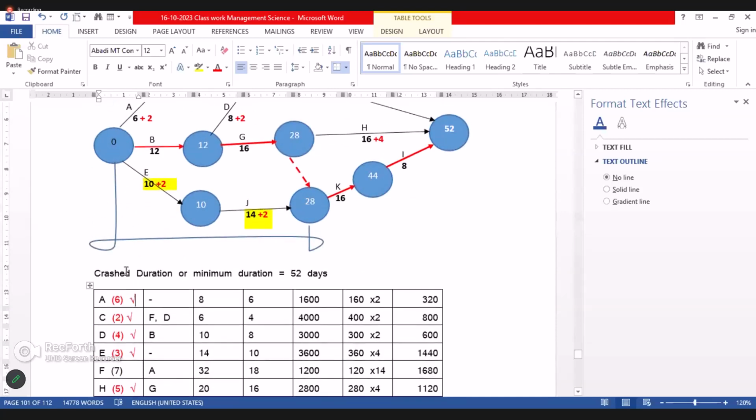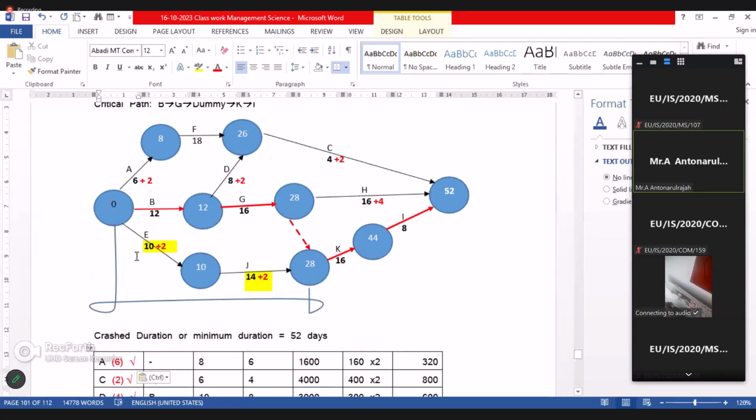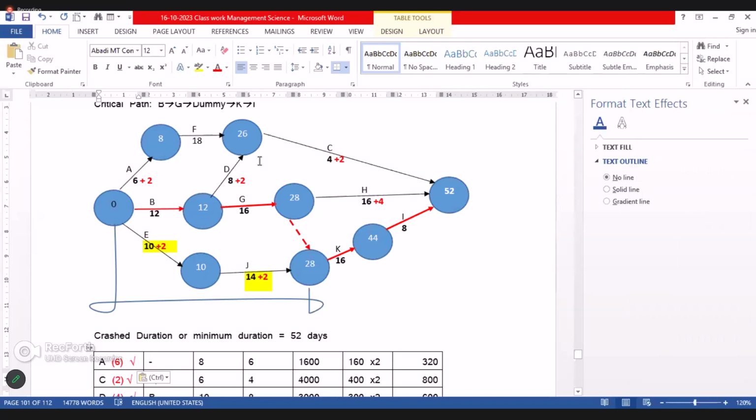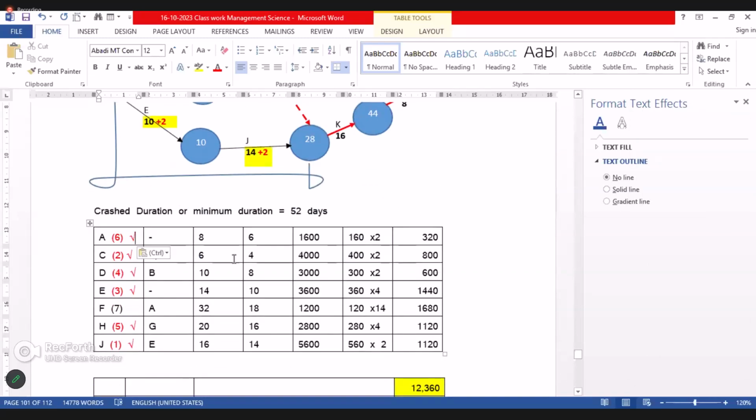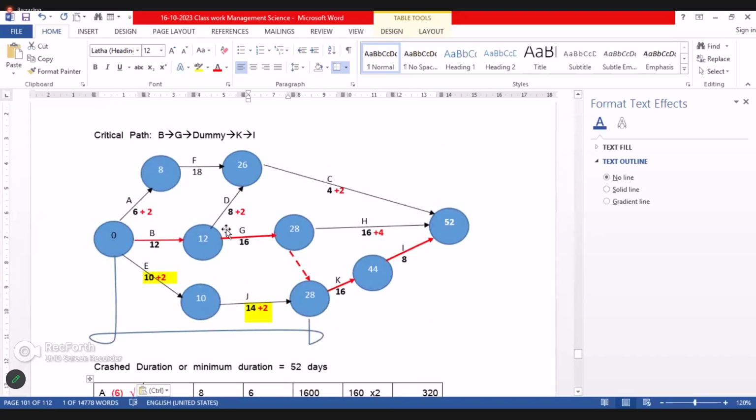Check the F, whether it is possible to adjust it. F counts at 26. How many days can they reduce? 32 minus 14 days. 14 days they reduce. Now can you tell me how many days we can adjust in F? Here now it becomes 8.